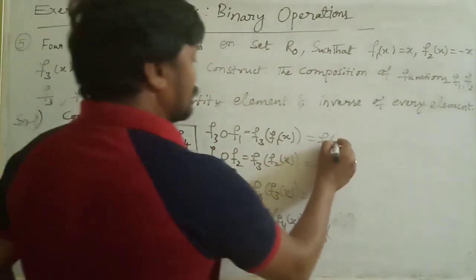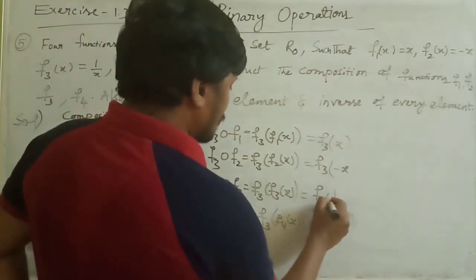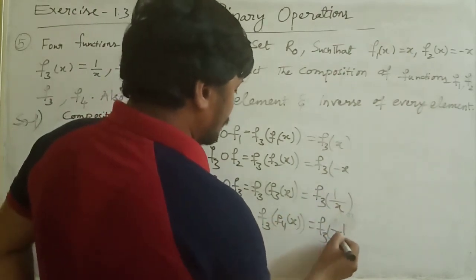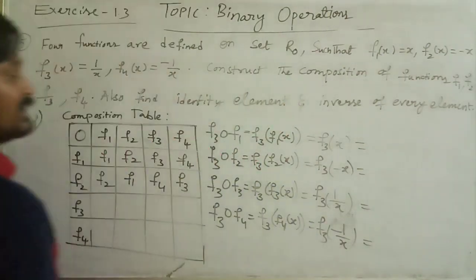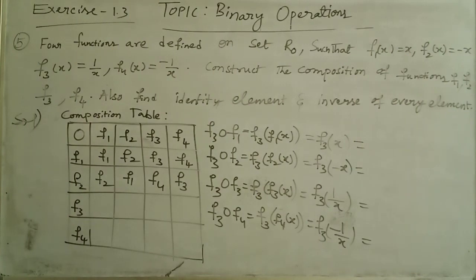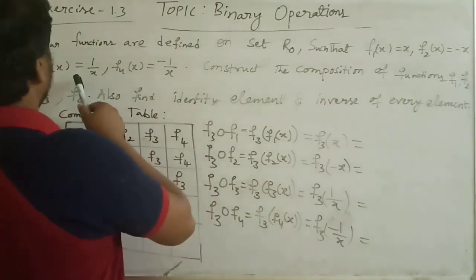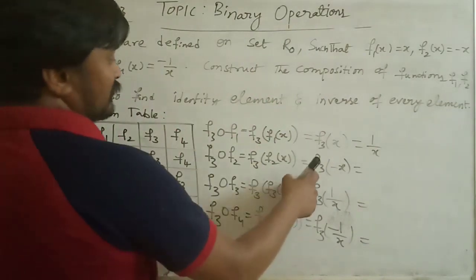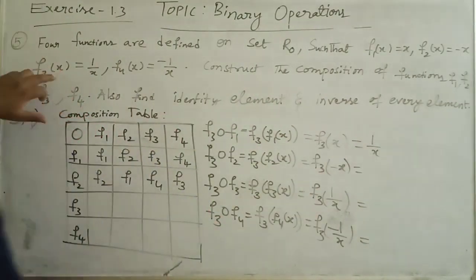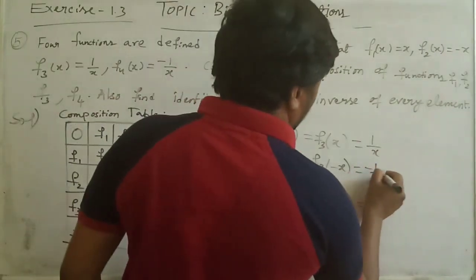So f1 of x is nothing but x, f2 of x is minus x, f3 of x is nothing but 1 upon x, and f4 of x is minus 1 upon x. Now what we need to do here: what is f3 of x? That is 1 upon x. So write it as 1 upon x. Next one, f3 of minus x. In f3 of x, which means 1 upon x, minus x means wherever x is there you need to keep minus x. So then you get minus 1 upon x.